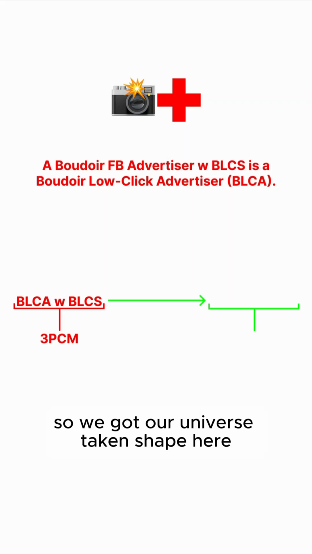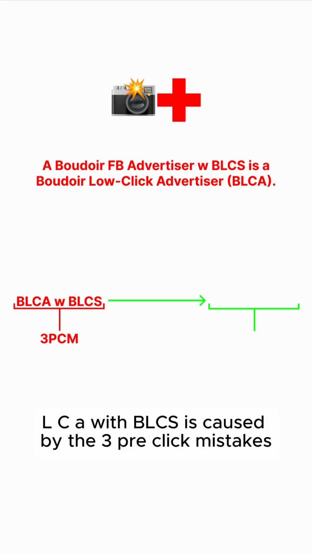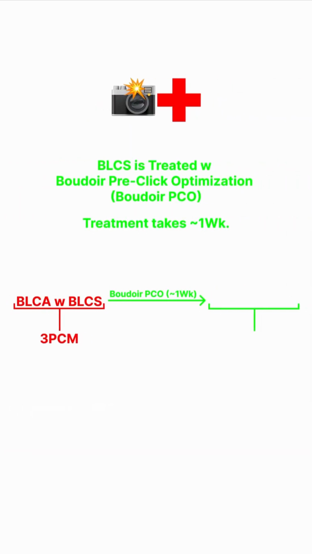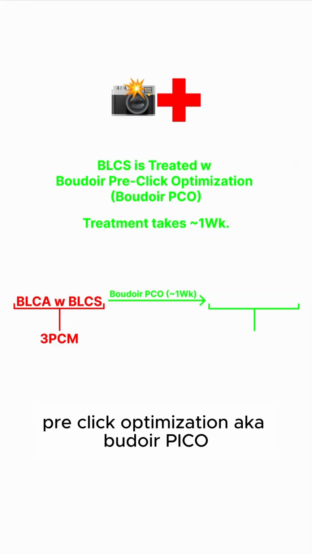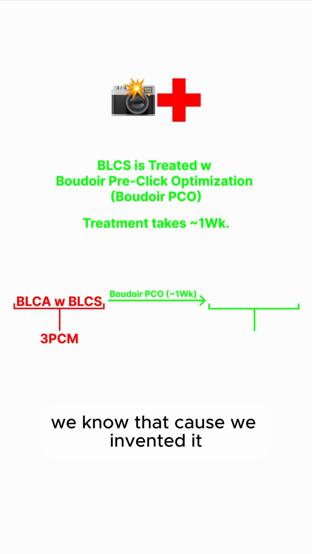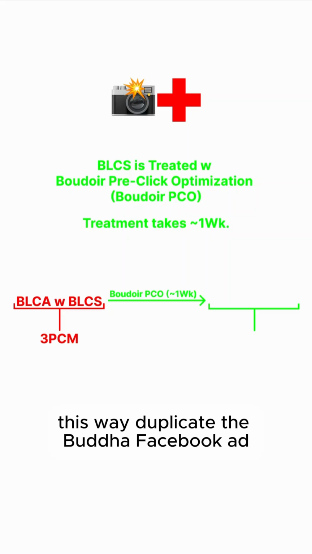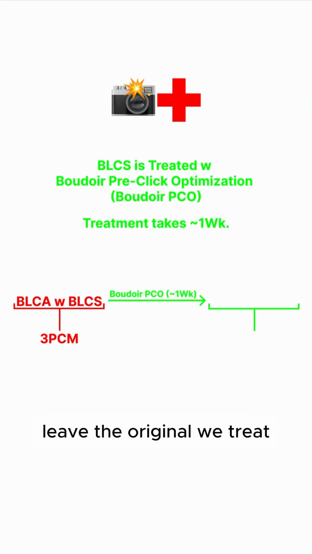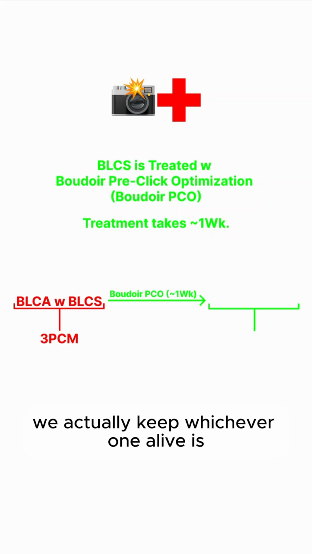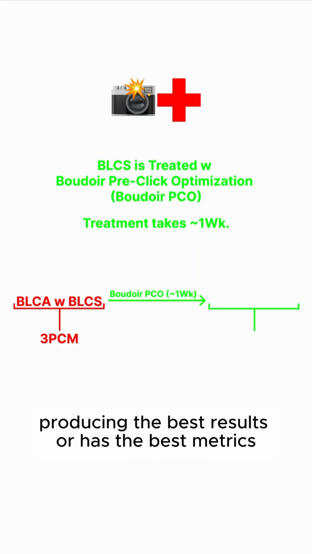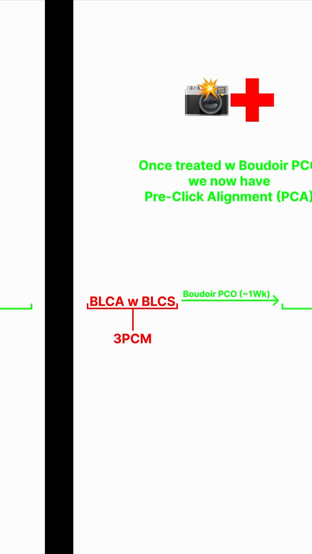So we got our universe taking shape here. A BLCA with BLCS is caused by the 3 pre-click mistakes. We also know that a BLCS is treated with Boudoir pre-click optimization, aka Boudoir Pico. We know that because we invented it. And treatment takes about a week. This way we duplicate the Boudoir Facebook ad, leave the original ad as it is. We treat the duplicated one, run it in parallel. And at the end of a week, when the treatment is done, we keep whichever one is producing the best results or has the best metrics.